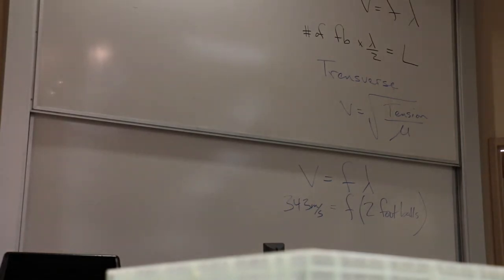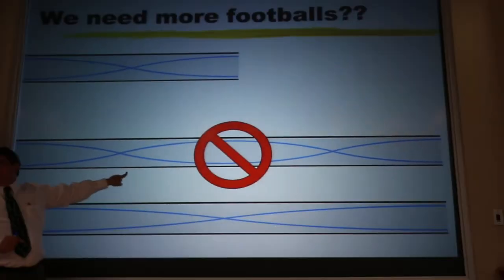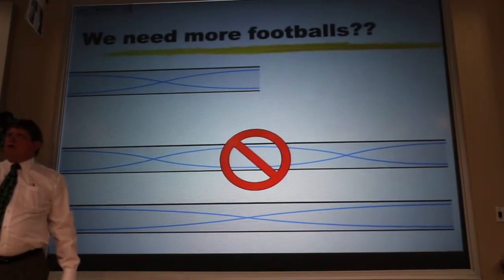Okay? This instrument and this instrument have the same size football. They are playing exactly the same frequency, the same note. That one's playing it as the first harmonic of its instrument. This one is playing it as the second harmonic of its instrument. But it's the same note.